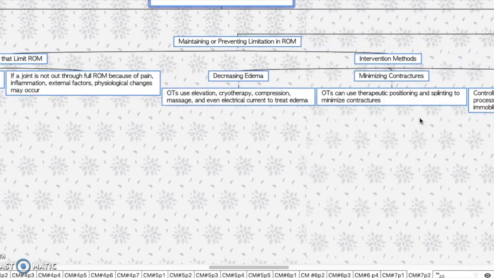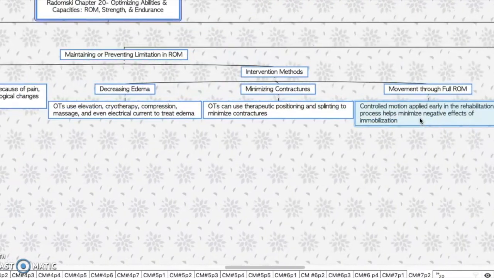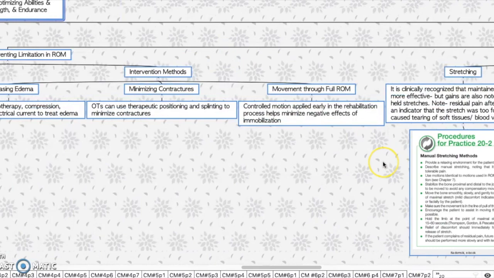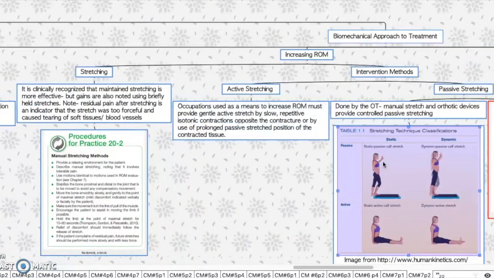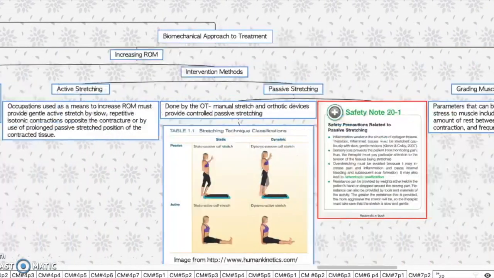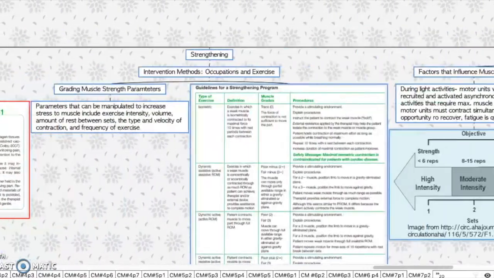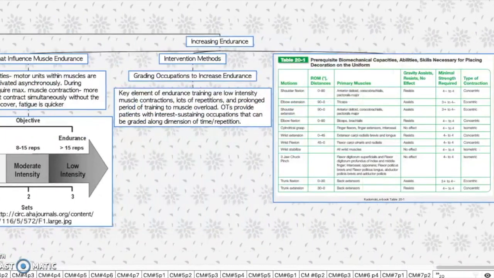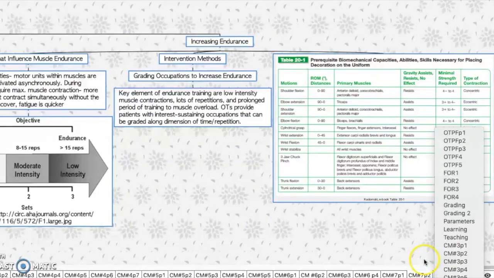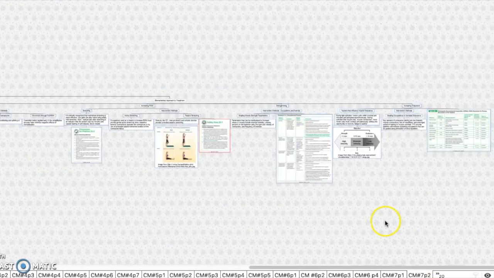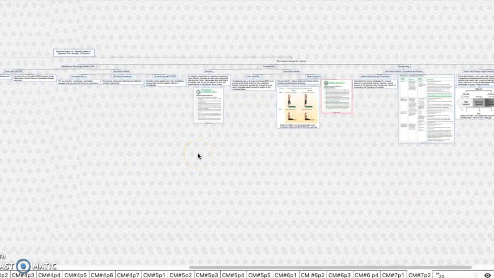This talks about how to maintain or prevent limitation in range of motion through edema and contractures, and our biomechanical approach to treatment for strengthening, stretching, increasing endurance. And that concludes our e-portfolio.